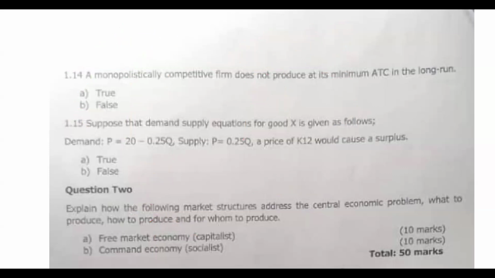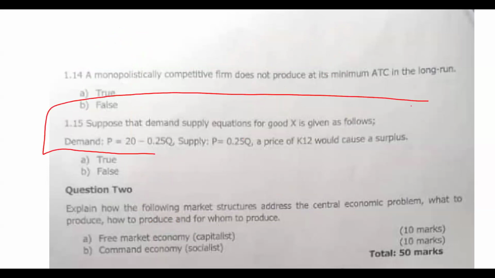We need to examine these functions that we have here. Number one, and the question reads as I read in your hearing: suppose that the demand-supply equation for good X is given as follows. So there is the demand function right on the screen. You have the supply function on the screen as well. And the question says a price of 12 would cause a surplus. Is that true or false?